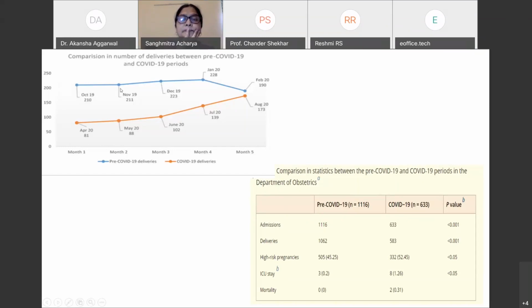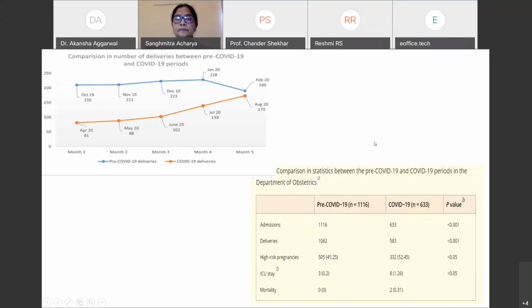The blue color represents the deliveries conducted during the pre-COVID time, and the red color represents deliveries during the COVID times. And as we can all see, there's a considerable decrease in the number of institutional deliveries, especially during the initial time of the lockdown. It started increasing from July to August, but it was still lower than the pre-COVID time.